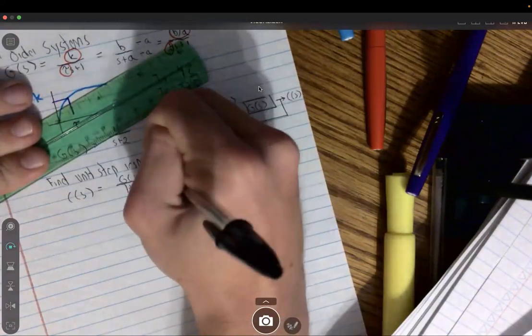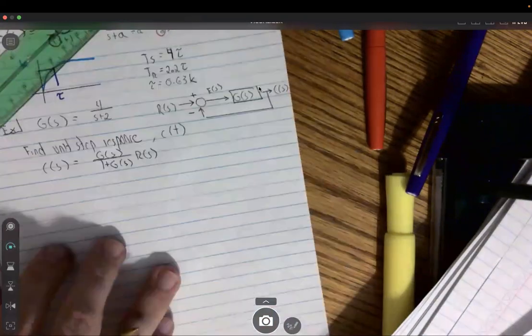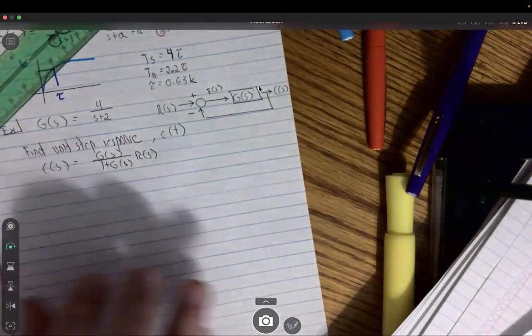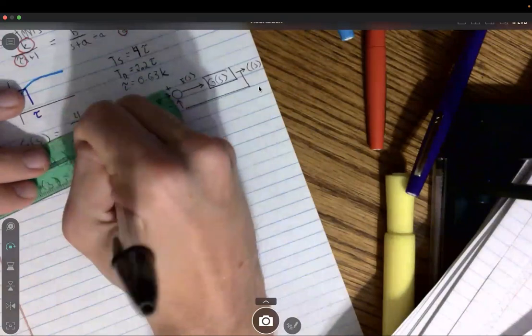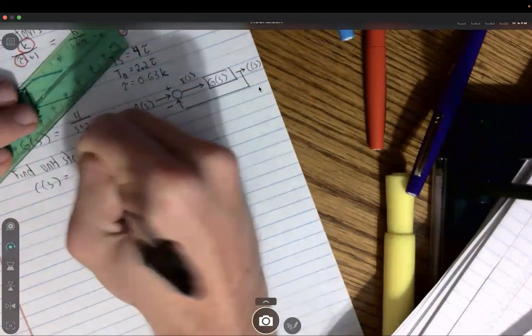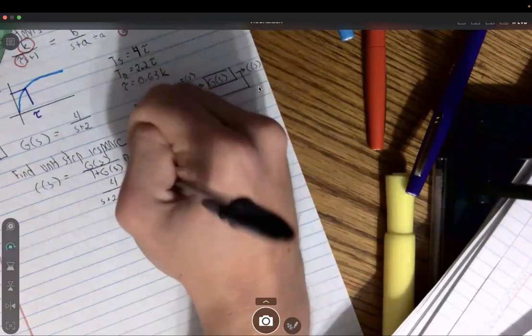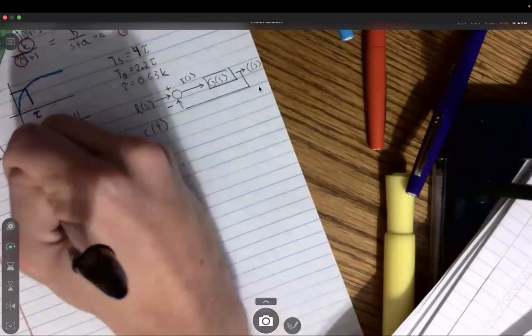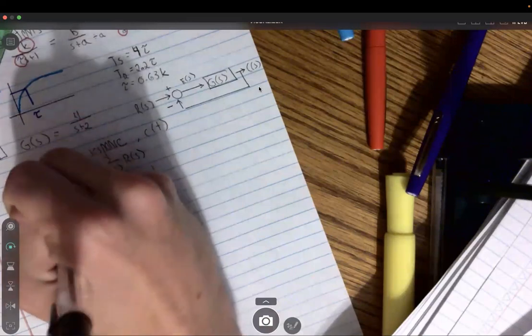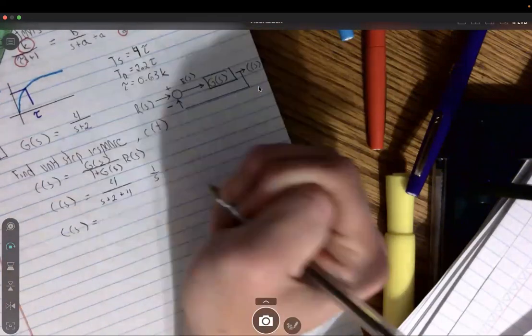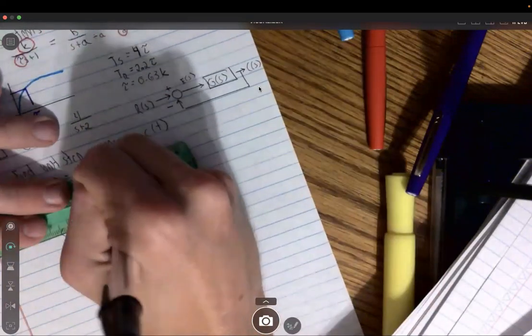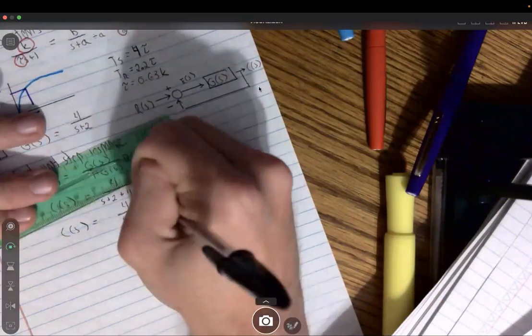It's R of S. So my G of S is 4 over S plus 2. Plugging that in, I get 4, and then the S plus 2 comes down here, plus 4, and then times your R of S, which is the unit step, so that's 1 over S. That's how I got my C of S. Solving and simplifying, it's going to be 4 over S plus 6 times 1 over S.